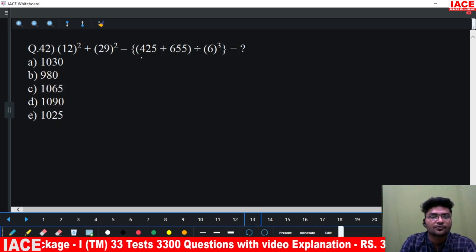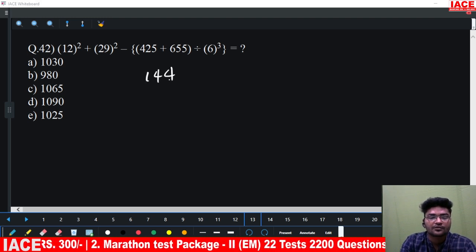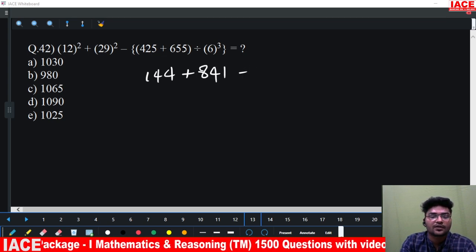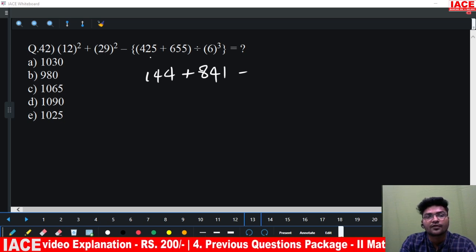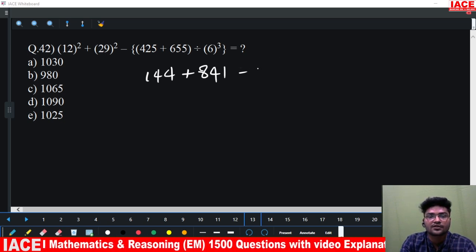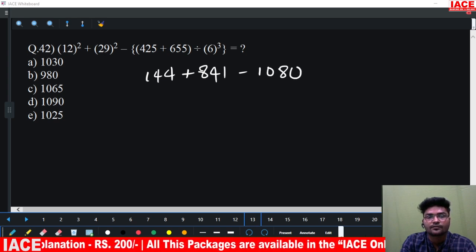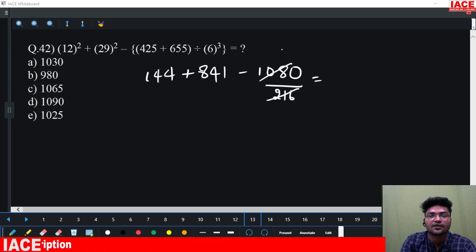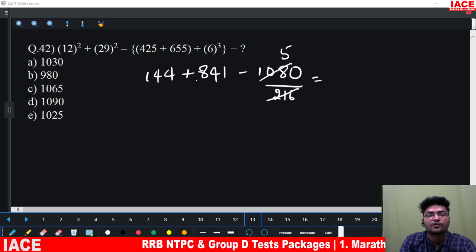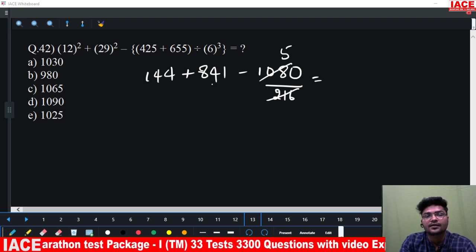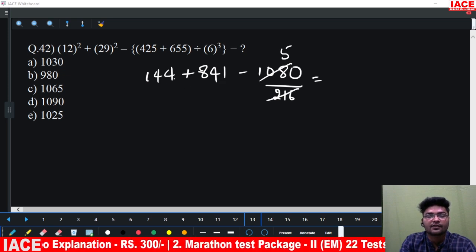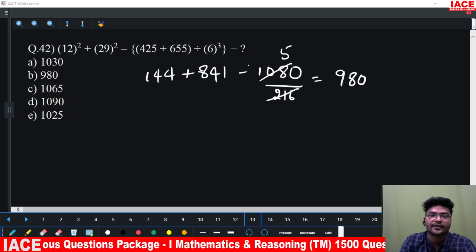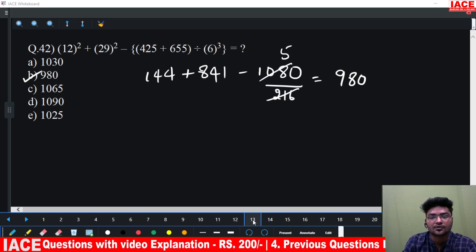Next question. Question number 42. 12 square is 144. 29 square is 841 minus 425 plus 655. 425 plus 655 is 1080, divided by 216 is equal to how much? 216 is 5. 144 plus 841, this is 985. 985 minus 5 gives us 980. 980 means option B is the correct answer.